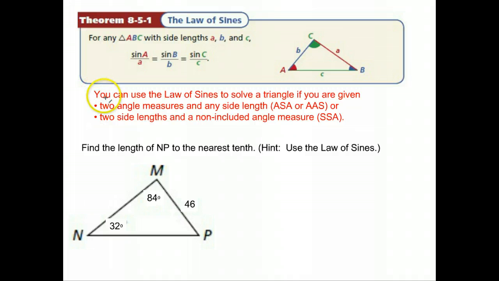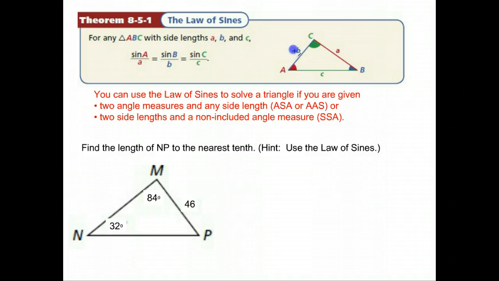We're going to be dealing with the law of sines. Now, in a triangle, notice this is not a right triangle. It could be a scalene, obtuse triangle, not a right triangle here. It says for any triangle ABC with side lengths a, b, and c.